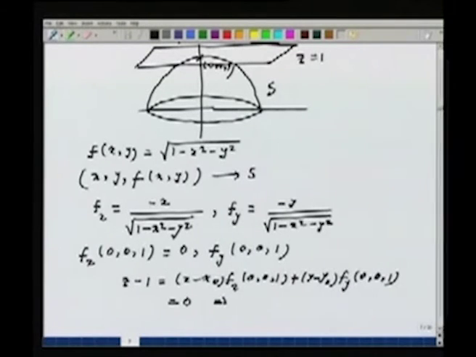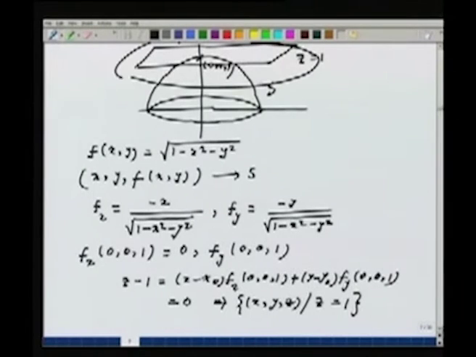This implies the equation of the tangent plane is the set of (x, y, z) such that z equals 1. But this is precisely the plane which I have drawn here. This is the plane z equals 1. So it matches with our intuition.